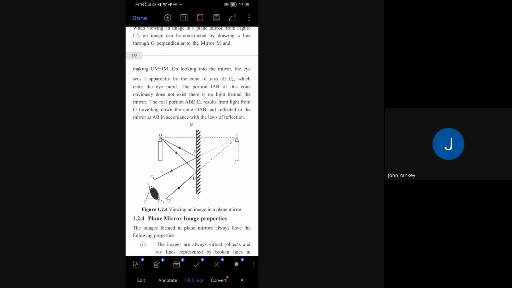So the image of the object is formed behind the mirror because the two reflected rays diverge towards the eye. And when you produce them behind the mirror, they appear to be meeting or coming from point I, and that is where the image of the object is formed. So this is how an image of an object is formed.